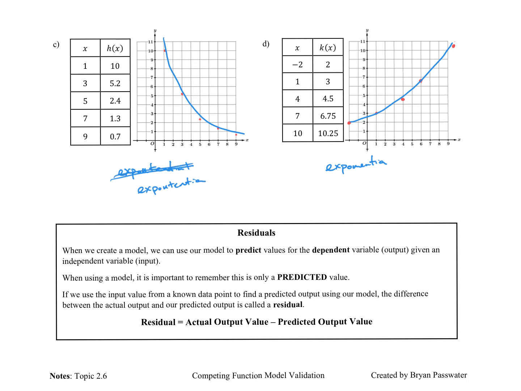When we create a model, we can use our model to predict values for the dependent variable output given an independent variable input. When using a model, it's important to remember this is only the predicted value. If we use the input value from the known data point to find the predicted output using our model, the difference between actual output and our predicted output is called a residual. All right, and so the residual is the actual minus the predicted. So we did this in Unit 1 as well, and so a residual is actual minus predicted.